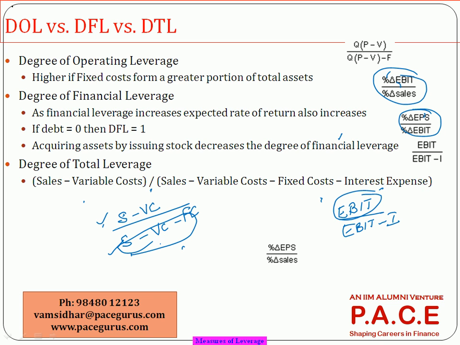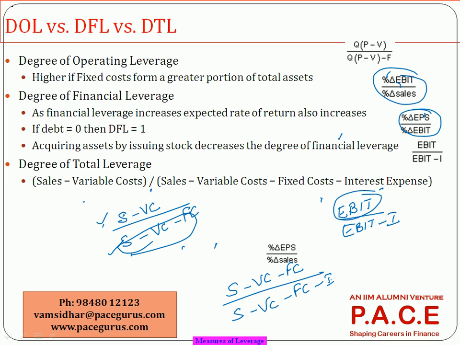This is nothing but EBIT. So probably you can very well write it as sales minus variable cost minus fixed cost, divided by sales minus variable cost minus fixed cost minus interest. Either you can write it that way. So question-wise you can have all these kinds of combinations, and you just need to be comfortable in the usage of all these things.